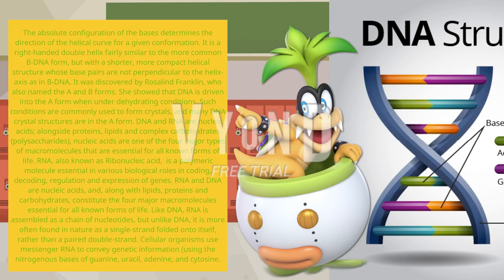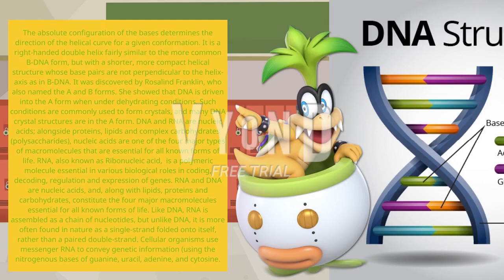DNA and RNA are nucleic acids, alongside proteins, lipids and complex carbohydrates, polysaccharides. Nucleic acids are one of the 4 major types of macromolecules that are essential for all known forms of life. RNA, also known as ribonucleic acid, is a polymeric molecule essential in various biological roles in coding, decoding, regulation and expression of genes. RNA and DNA are nucleic acids, and, along with lipids, proteins and carbohydrates, constitute the 4 major macromolecules essential for all known forms of life.